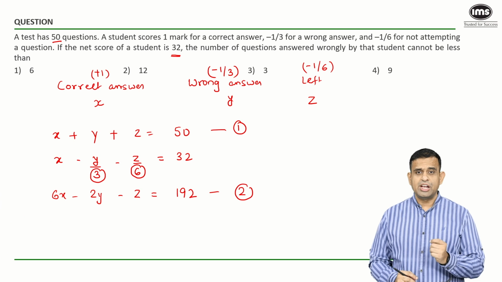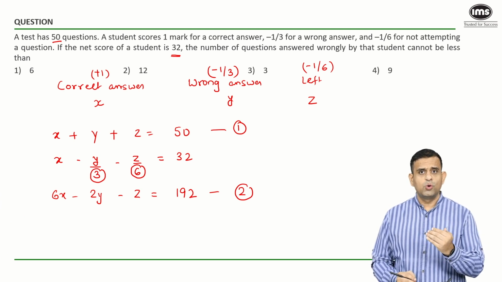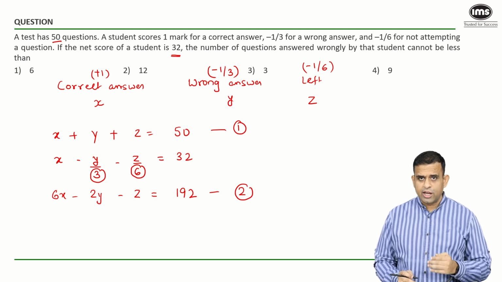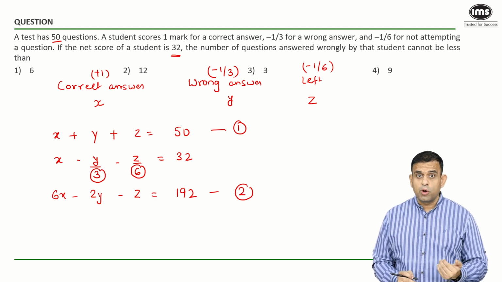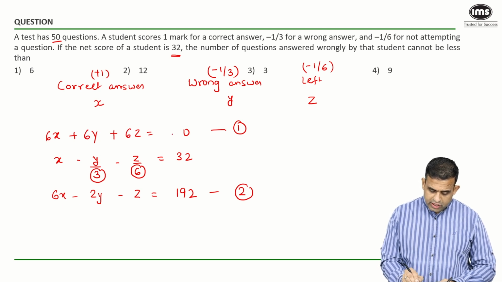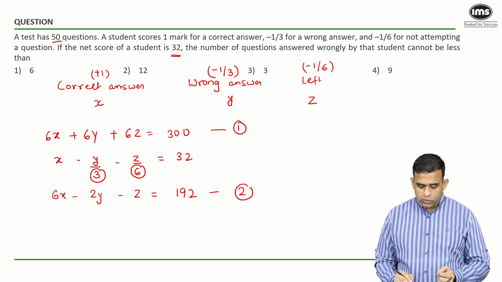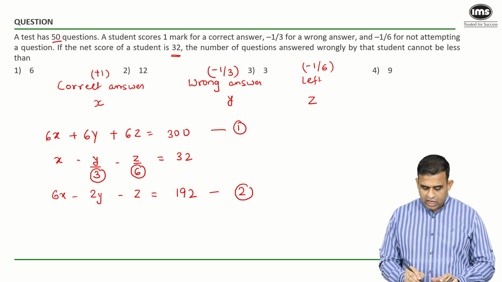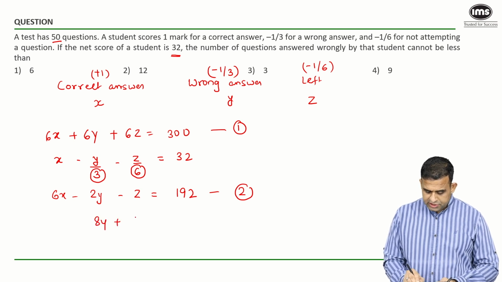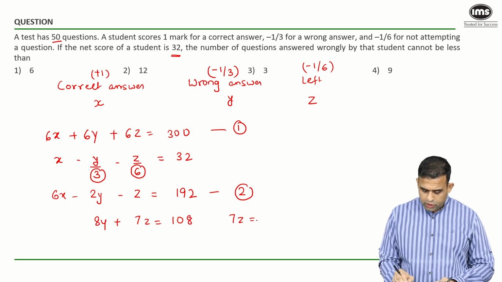Let's look at one more way, in case people wanted to eliminate the other variable, let's say x, in this particular case. So I want to make the coefficient of x the same. What I can do is modify my first equation by multiplying throughout by the number 6, giving you 6x plus 6y plus 6z equals 300. And then if I do equation 1 minus equation 2, I will get x getting cancelled out. I will get 8y plus 7z to be equal to 108 over here. And in this particular case, 7z should be equal to 108 minus 8y.